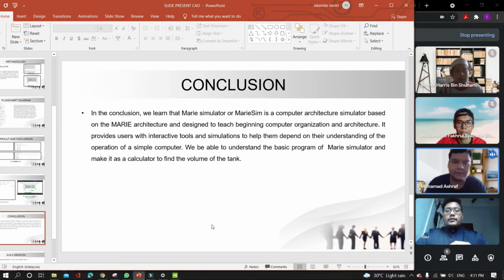As the conclusion, we learned that MARIE simulator or MARIE Sim is a computer architecture simulator based on the MARIE architecture, designed to teach beginning computer organization and architecture. It provides users with interactive tools and simulation to help deepen their understanding of the operation of a simple computer. We are able to understand the basic program of MARIE simulator and make it a calculator to find the volume of the tank.